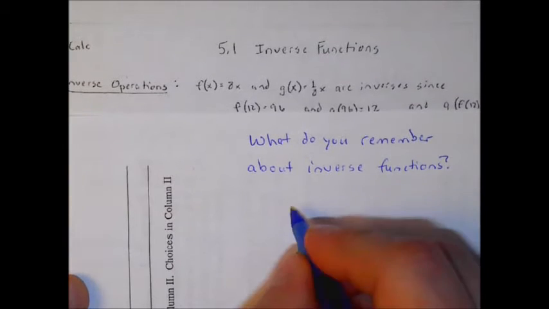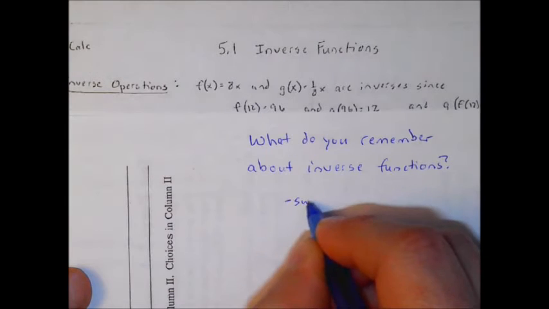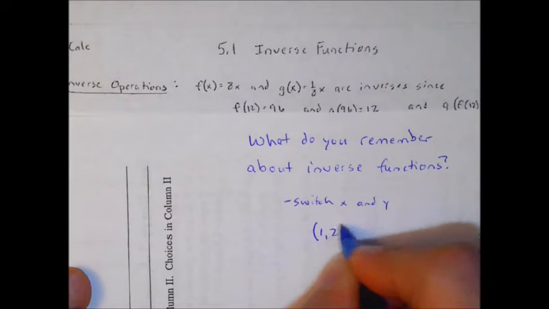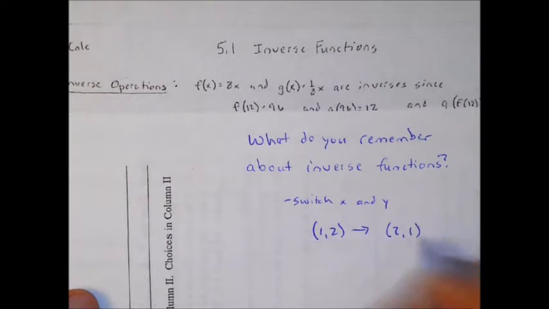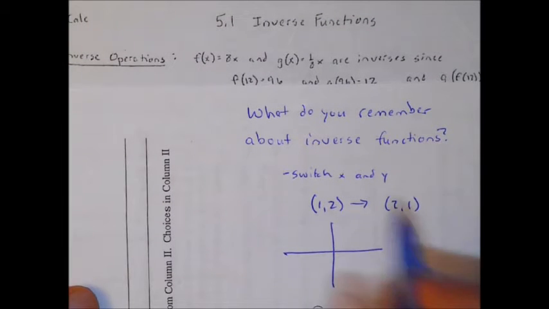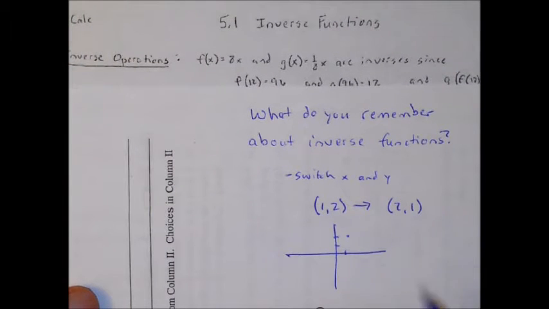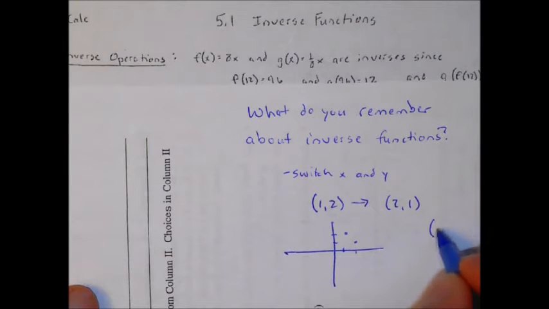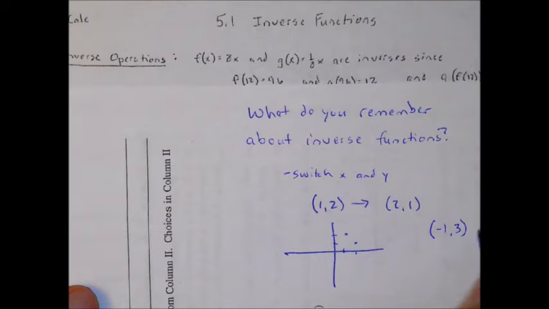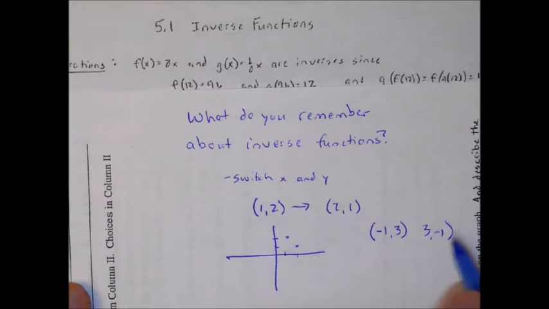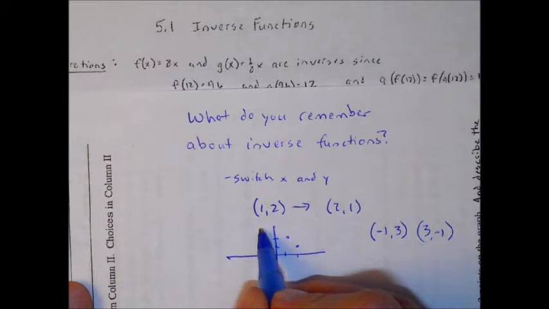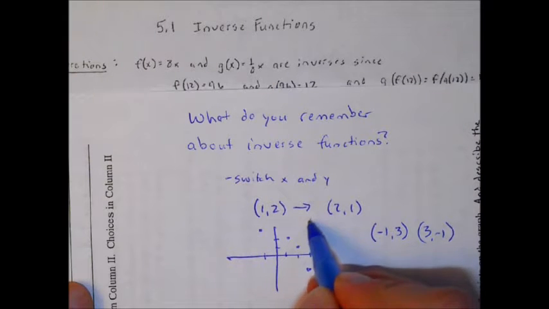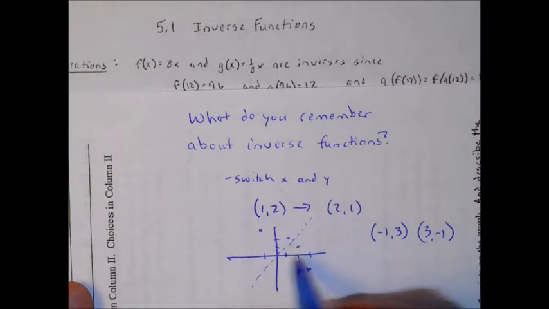Okay, some things you might remember about inverse functions. A big thing is you switch the x and the y. So if I have the point (1, 2), the inverse of that would be the point (2, 1). If I want to graph the point (1, 2), the point (2, 1) would be that inverse. Those are inverses of each other. The inverse of (-1, 3) would be (3, -1). And you notice those are reflections across this line here, y = x.